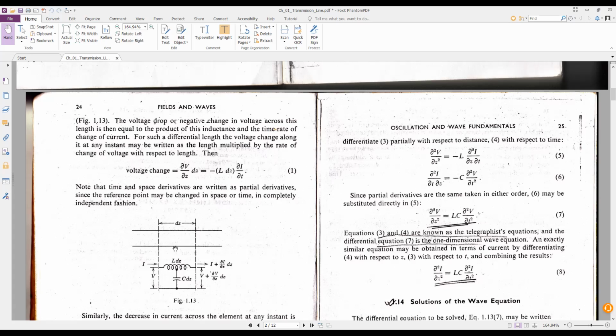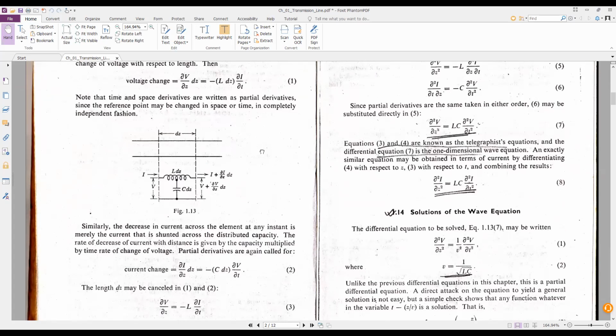and here is the voltage drop. Voltage at the left is V, and at the right is V plus ∂V/∂z dz, and current has also changed because of the length dz. So the voltage change can be written as ∂V/∂z dz equal to minus L dz ∂I/∂t. And the current change can be written like this.